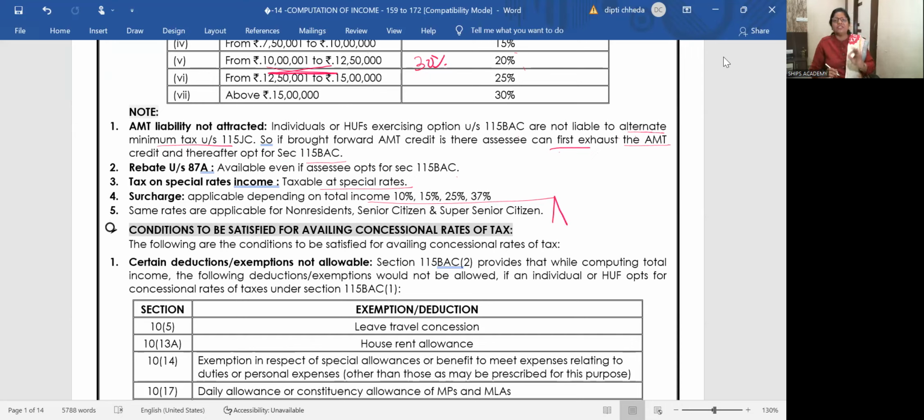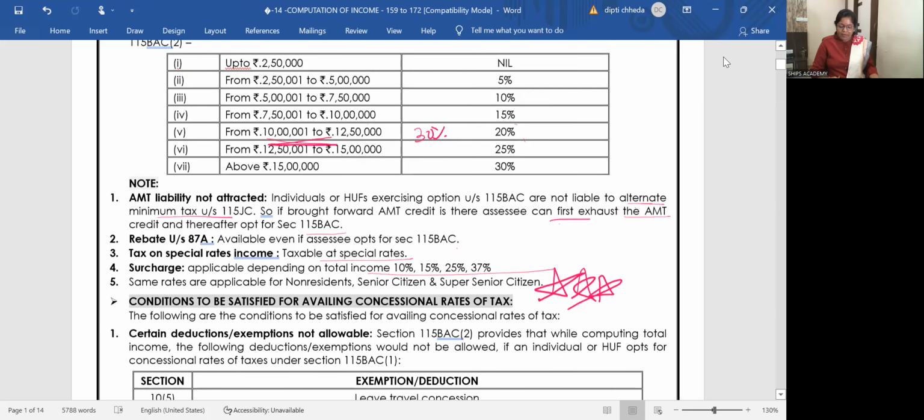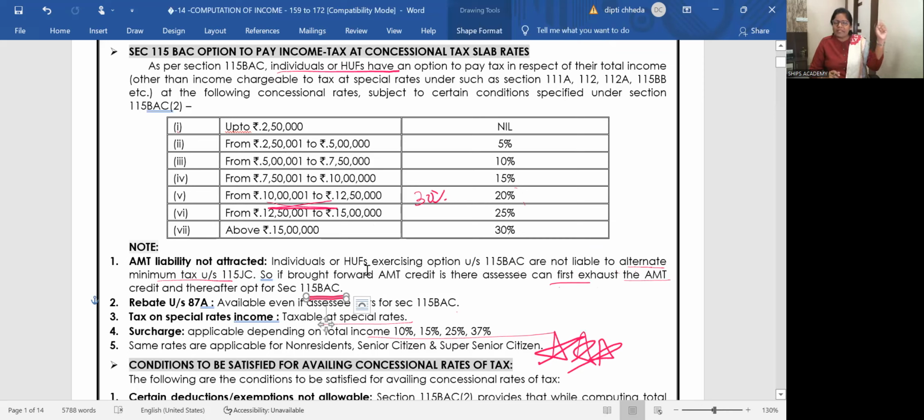Star market for MCQs. Are you with me? Same rates are applicable for non-resident, senior citizen, super senior citizen. Means what? Ma'am, I hope you all remember in normal slab rates also, if he is a non-resident, the additional basic exemption for senior citizens 60 and above, 3 lakh, and for super senior citizens 80 and above, 5 lakh, is not applicable for non-resident. If a non-resident is 85 years old, the basic exemption will be 250.